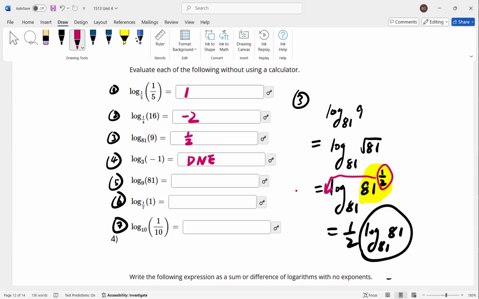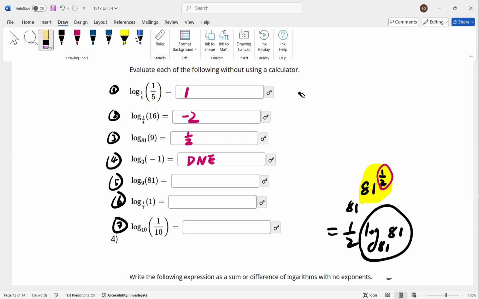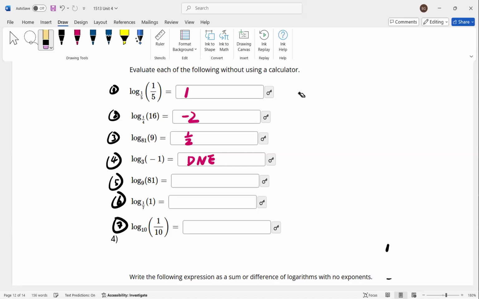Okay, number 5. Number 5 is actually simple. I need to stop saying easy or simple. Number 5 is straightforward. Could you work on it and let me know the result? Number 5, log with base 9 of 81. What's the result? Base is 9, argument is 81. Any method that you'd like to apply?